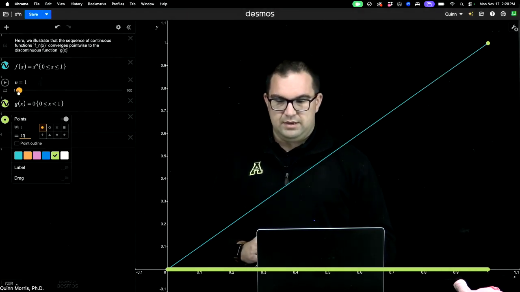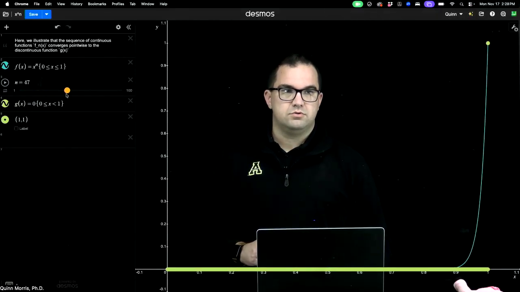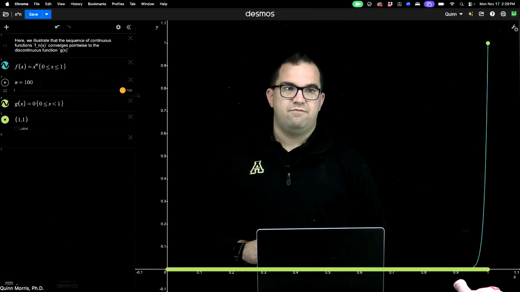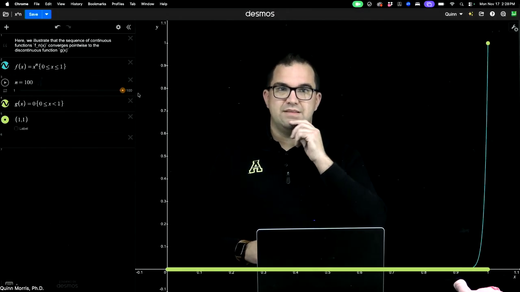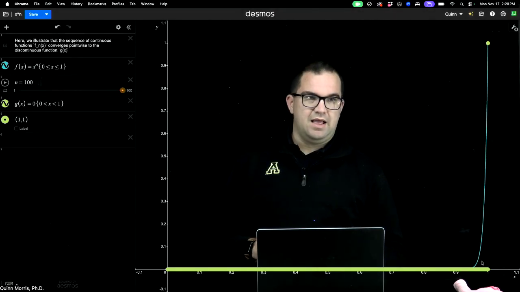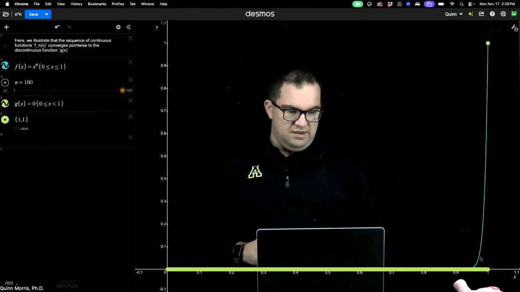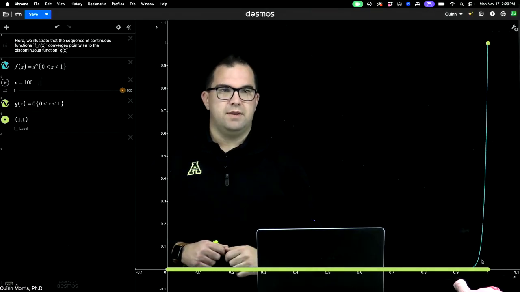Now if I again increase that n, it feels like we're approaching that function. This is only taking n up to 100. You see maybe a little error down in here, but if we kept cranking that up, we would see even those points start to come down there.